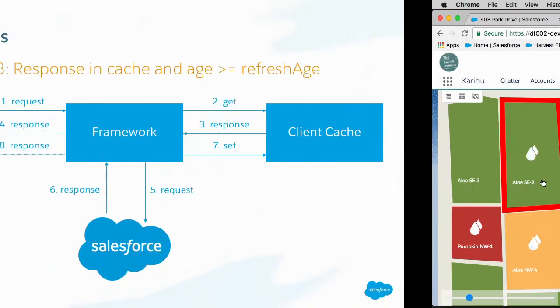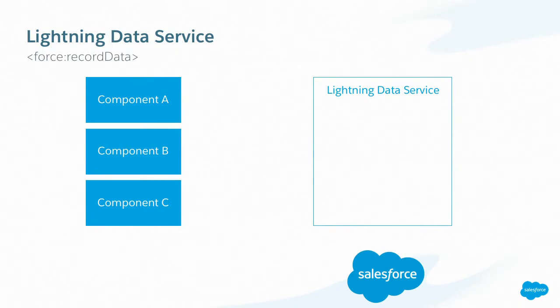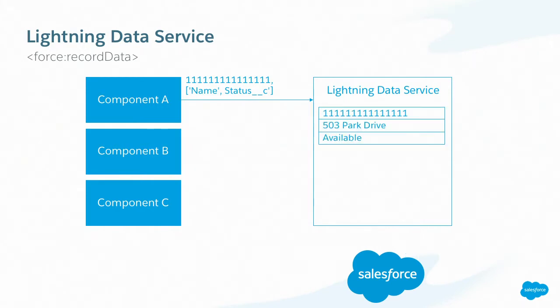So how does it really work behind the scenes? Let's take a look at an example on the slide here. You have three components. Let's say that the first one is going to ask the Lightning Data Service, remember the fields that we request on the force record data attribute? The first time, the Lightning Data Service doesn't have that record, so it goes to the server and loads the two fields that you asked for, the name of the property and the status, and it always loads the ID so that it can identify the record.